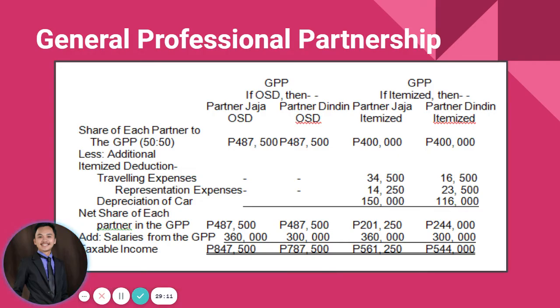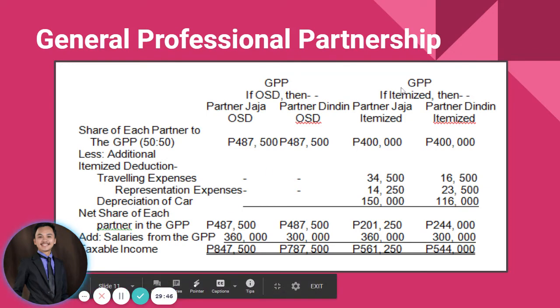of both partners. So we have 360 and 300 respectively. Okay, we have 360 and 300 respectively. Therefore, we have a taxable income for Jaja of 847,500 and for Dindin of 787,500. Okay? So needless to say, guys, the lotto winnings, interest on bank deposits, and book royalties cannot be included in the computation of the taxable income since those incomes were taxed already. Okay? They are already taxed at source.